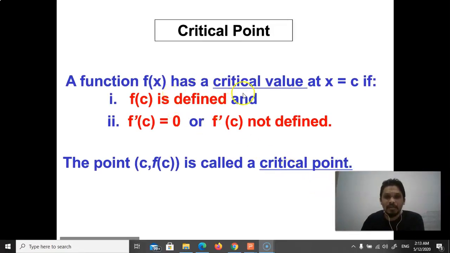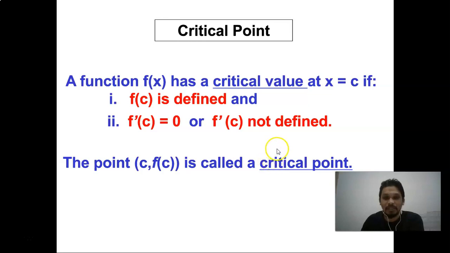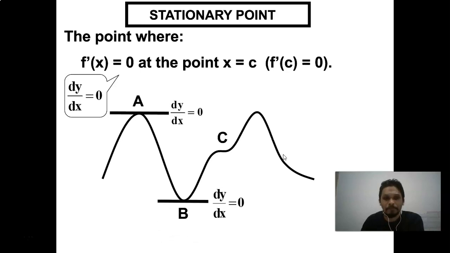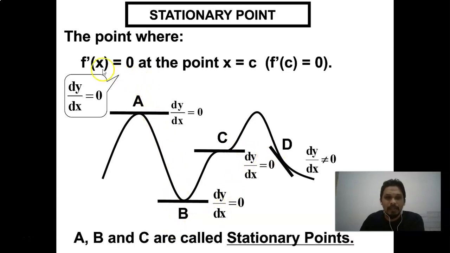Now, a function f(x) has a critical value at x equal to c if f(c) is defined and f prime of c equals 0, or f prime is not defined, then we call it a critical point. Never mind, we're going to look into the example that makes it clear, and read all the definitions here. Okay, stationary point: f prime of x, or dy/dx, equals 0 at the point x equal to c.